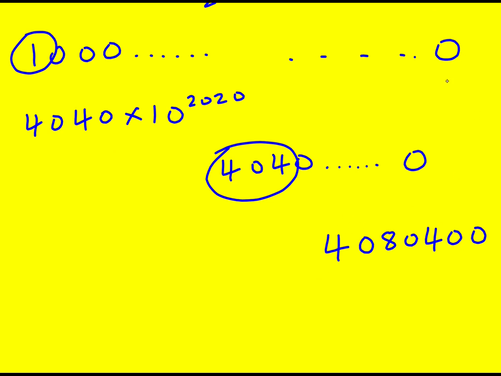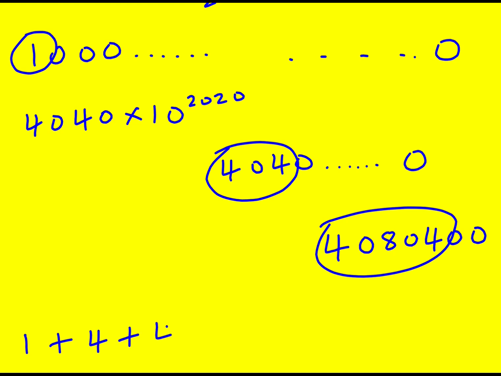It's going to overlap with all of these zeros. So now I'm just going to add on those digits. So the overall sum of the digits is going to be 1 plus 4 plus 4 plus 4 plus 8 plus 4, which is 16, 17. It's going to be 25.